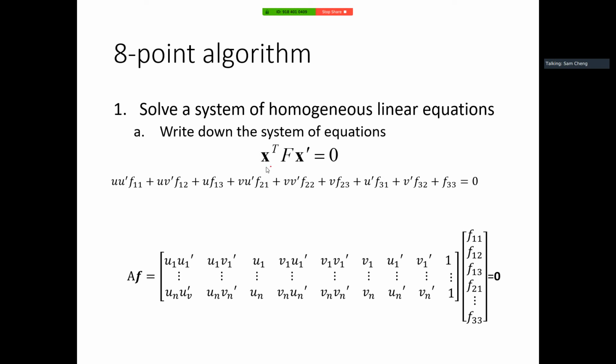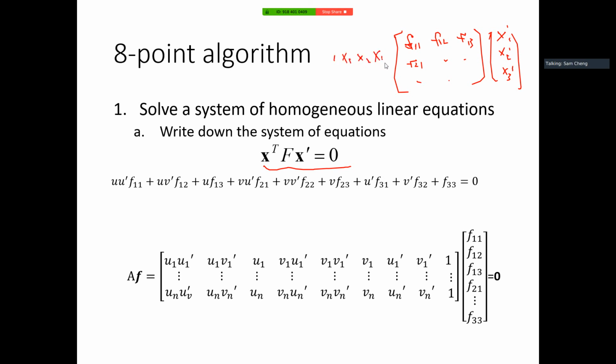For each point, the fundamental matrix will satisfy this equation. So let's say I write the matrix as F11, F12, F13, F21 and so on, and then multiply on the left hand side by x prime, and then on the right by x1, x2, x3. When you multiply out, you get this equation here. Oh, okay, this x here is a u.